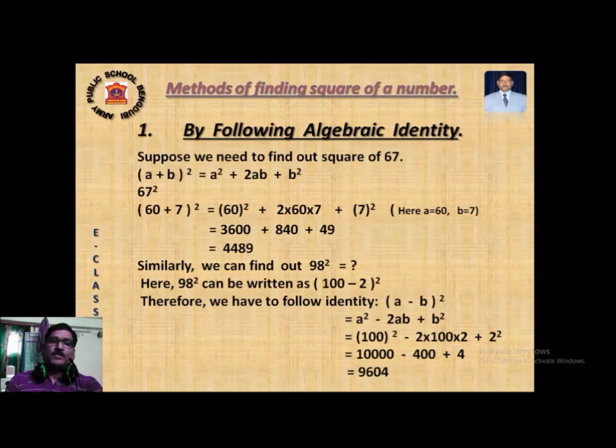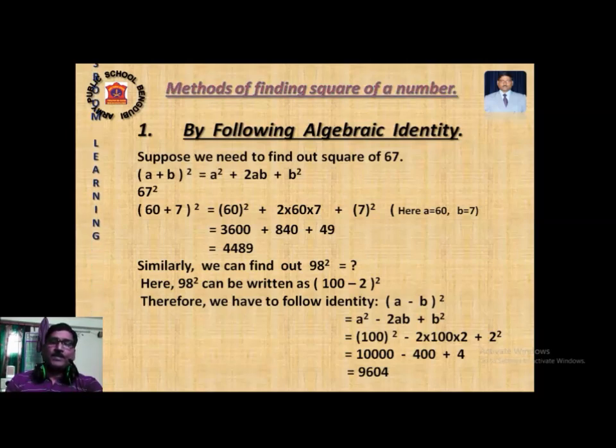Then 67 square can be written as (60 plus 7), where 60 will be treated as a, and 7 will be treated as b. That means a square plus twice ab plus b square. So 60 square is 3600, the product 2 times 60 times 7 is 840, and the square of 7 is 49. On adding all those, I'm getting 4489. That means the square of 67 is 4489.